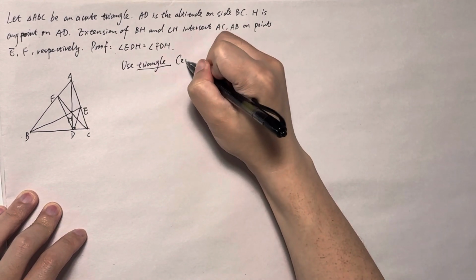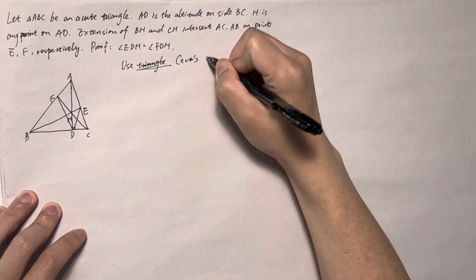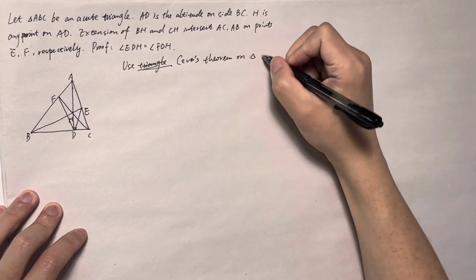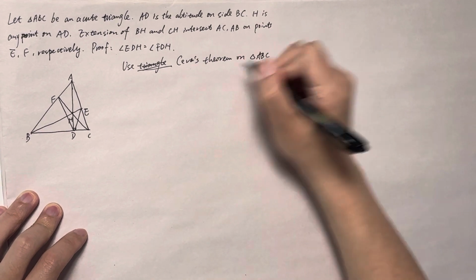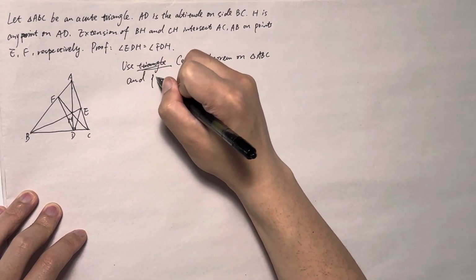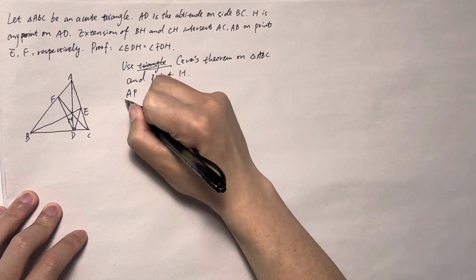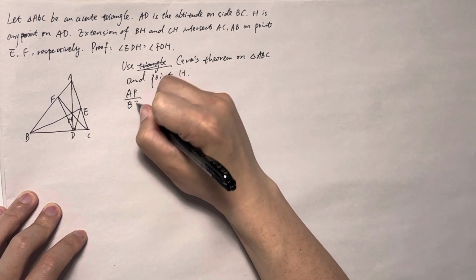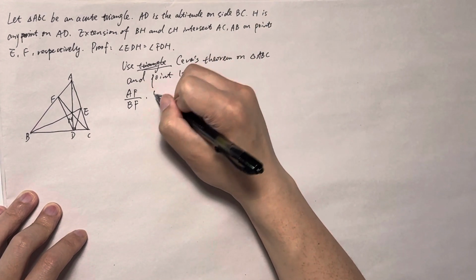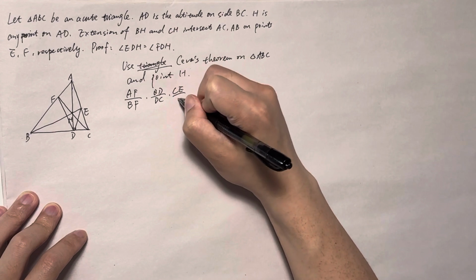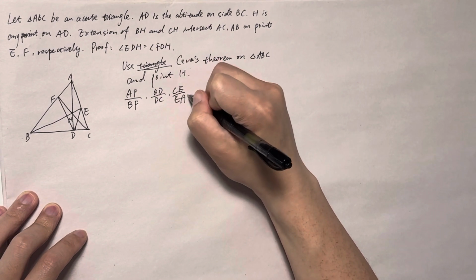Use Ceva's theorem on triangle ABC and point H. So we get AF divided by FB times BD divided by DC times CE divided by EA equals 1.